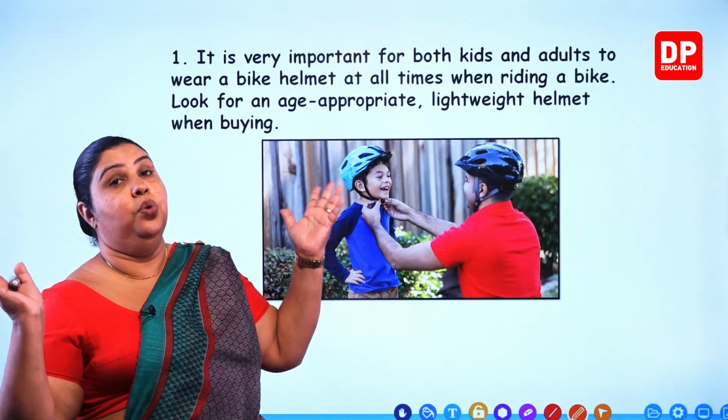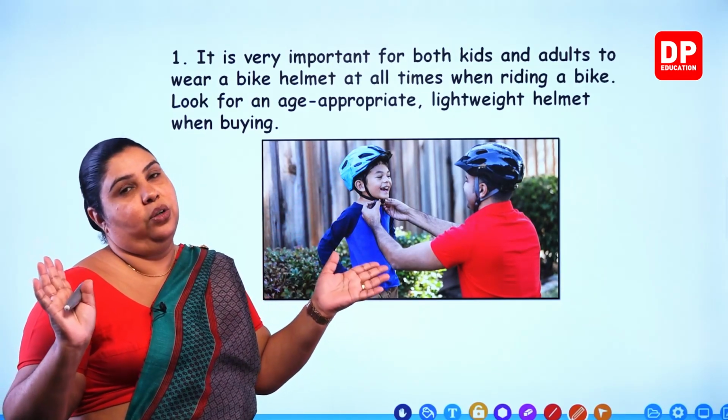Oh, if we buy a huge helmet which is very heavy, that's not going to be right.